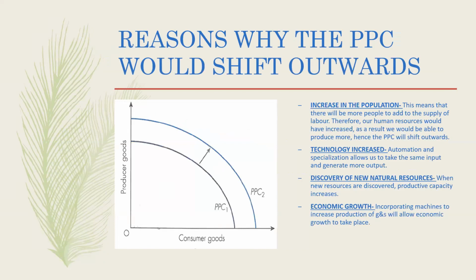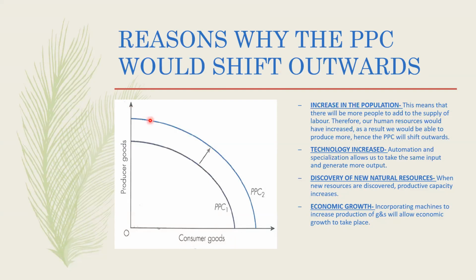So think of an economy that wants to produce producer goods and consumer goods. We have PPC 1 and we have PPC 2. PPC 1 shows the original production possibility curve. But you see, when we go to PPC 2, it shifted outwards. You see the arrow shifting outwards, and we see a new curve.